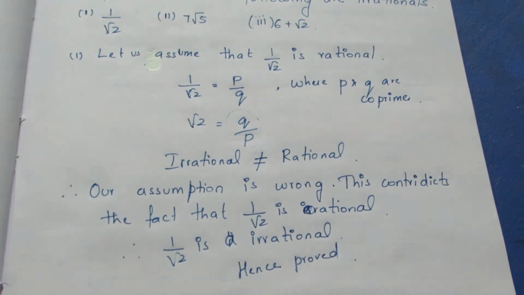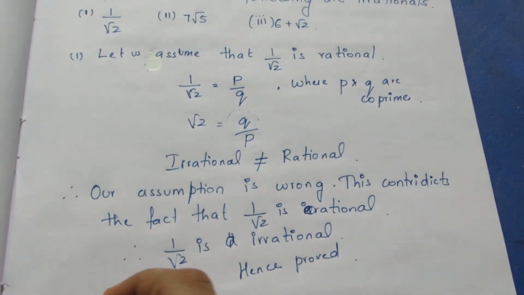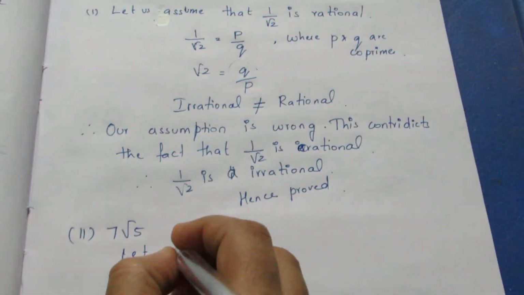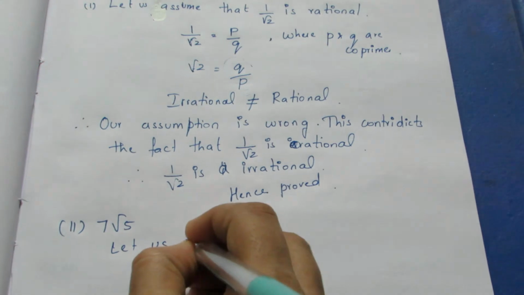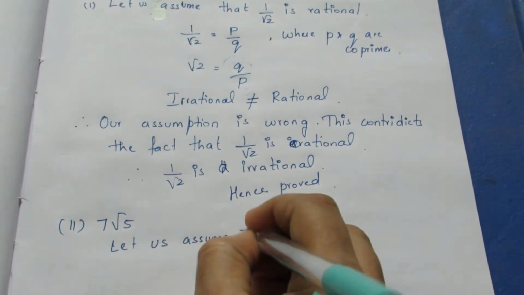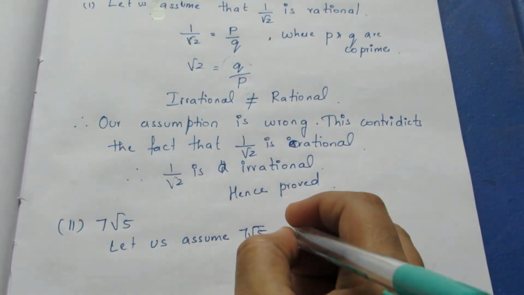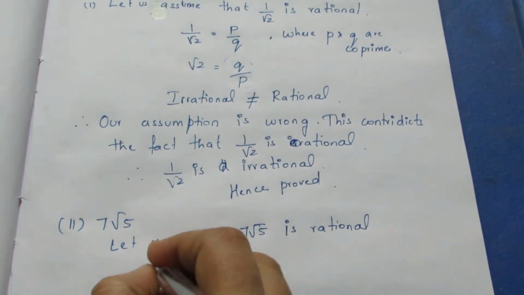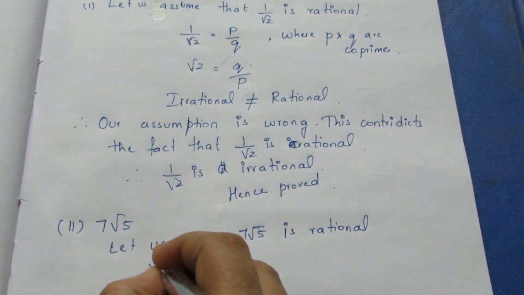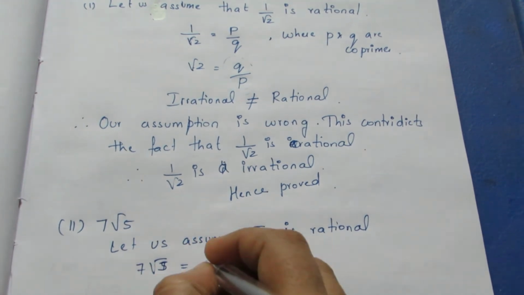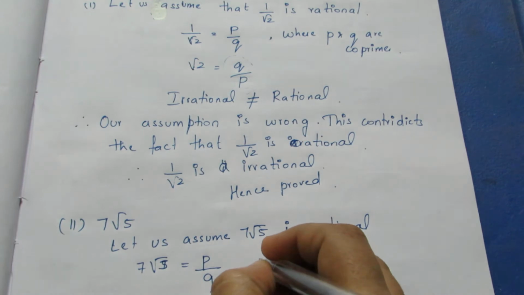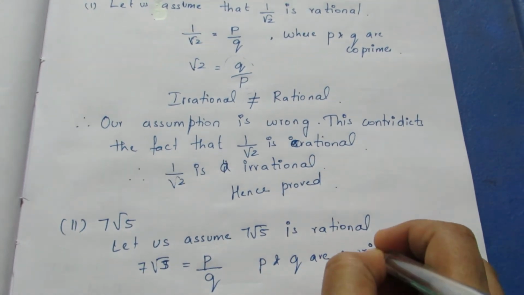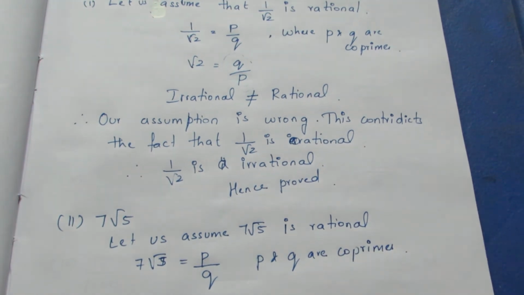So now I am going to do the second sum, which is 7 root 5. The same way, let us assume 7 root 5 to be rational. If it is rational, it will be in the form P by Q. So I am writing 7 root 5 to be P by Q, where P and Q are coprimes. Okay, they are coprimes.